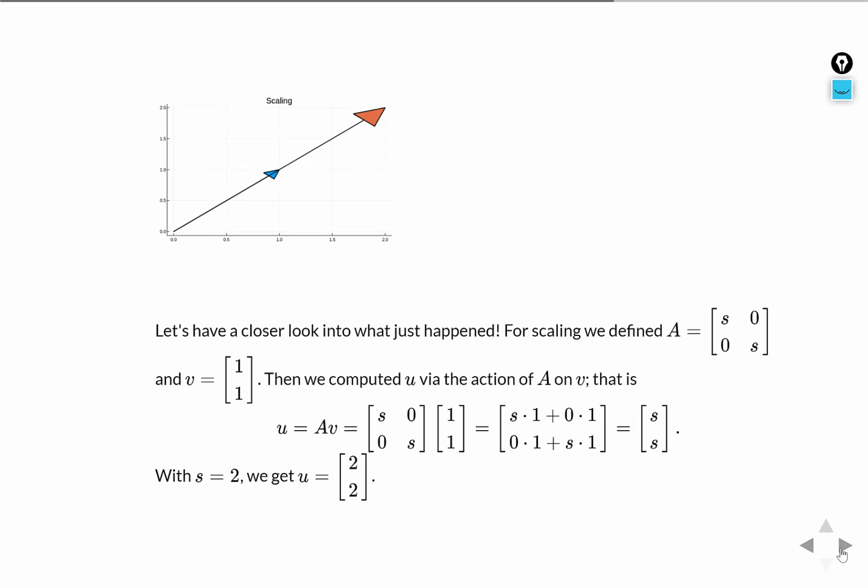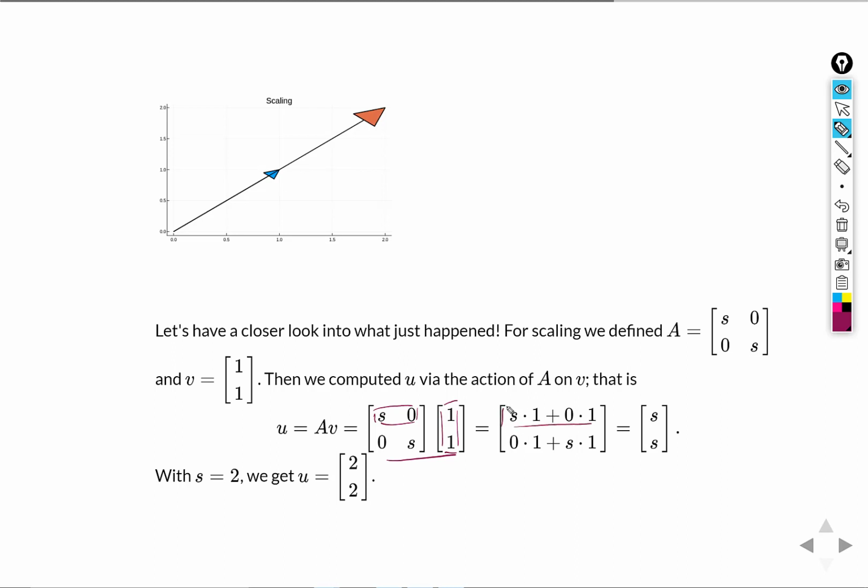Let's have a closer look and see what happened. We have our scaling matrix A, and we define V to be a 2 by 1 vector. Both entries are 1. We compute A times V, and if we apply matrix vector multiplication, we get the first row times this column, so we get the first row here, and second row times V again, and we get the second row. Then if we add them, we get U, which is S, and S was 2. Therefore, we get U to be a 2 by 1 vector, and both entries are scaled by S.